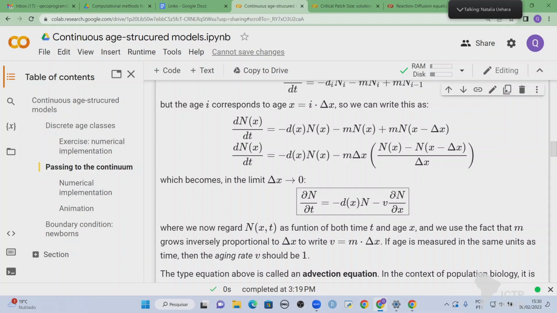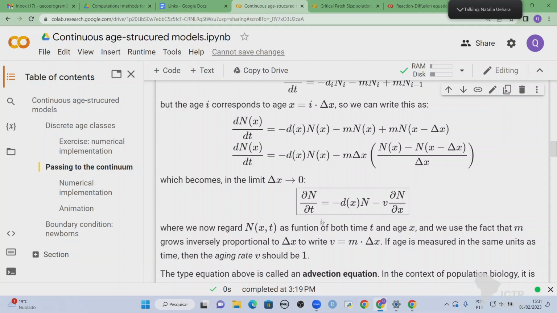Good, people. So what we have here is a new kind of differential equation. This is called an advection equation. This term here is the mortality term, and this here is the advection term. And what does this do to my population? It makes it grow older. It makes it age. It moves the distribution of the population towards larger ages, hopefully without changing them too much.